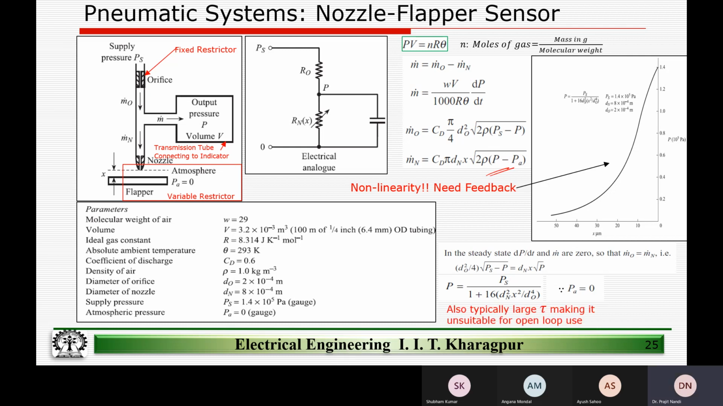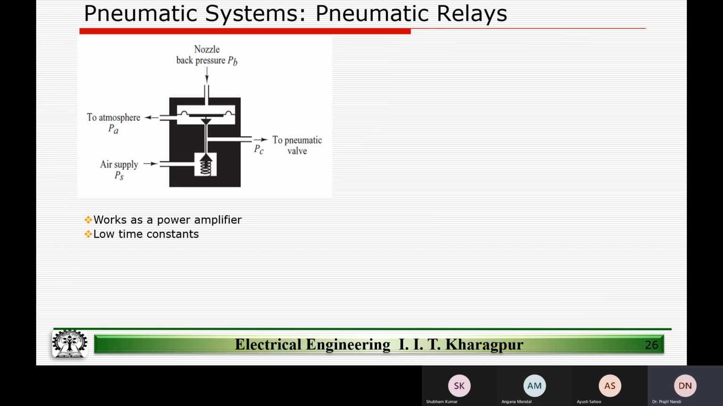Okay. Another thing is, typically the time constant for such systems is pretty large, making it unsuitable for open loop use. And that's where we are discussing these sensors in the context of feedback, right? So let's now try to build a system with feedback and see what happens to the problems of nonlinearity and time constant, or the bandwidth. But before we build the feedback system, let us look at pneumatic relays, which you can assume are nothing but power amplifiers.